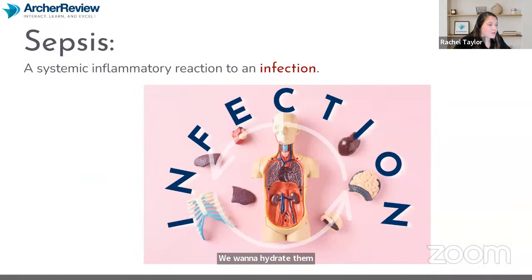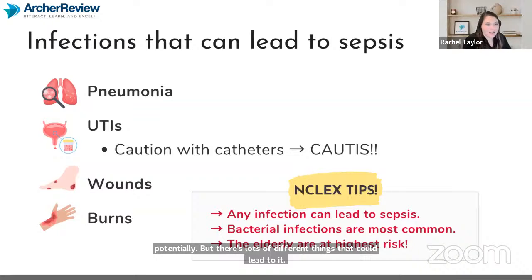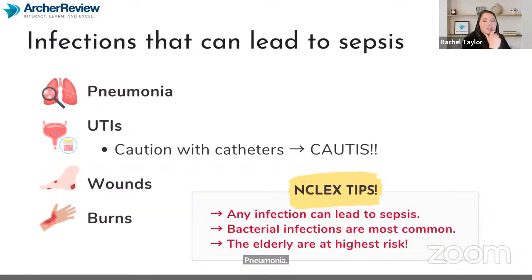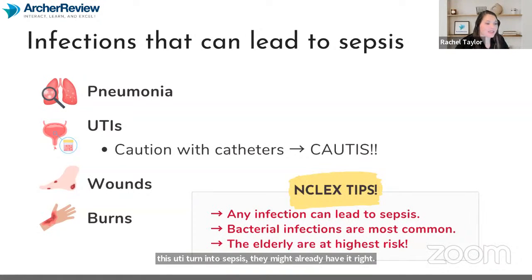All right. We're going to move past this. We talked about sepsis earlier, and I want to talk about what infections can lead to sepsis. In this client, they didn't just start out potentially septic, but there are lots of different things that could lead to it: pneumonia, UTIs. So is it possible that this client's UTI could turn into sepsis? They might already have it, right? Yeah, absolutely. There's definitely a risk there.